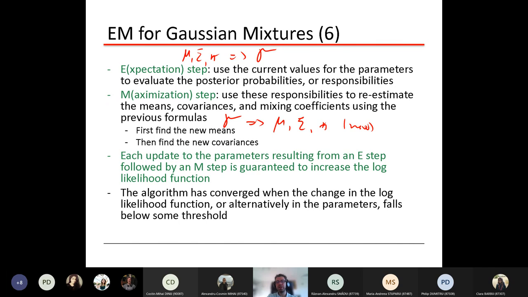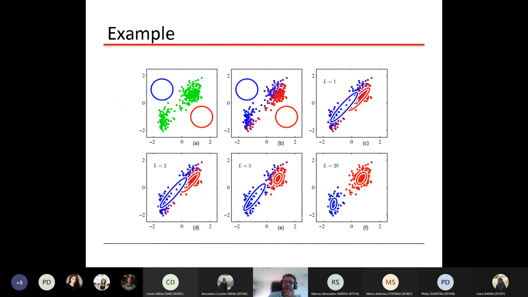What is guaranteed is that each of these steps, E step and then M step, is going to improve the log likelihood function. And after a number of steps, this converges. Again, it converges to a local optimum, similar to k-means, not to a global optimum. So maybe we should try several times.